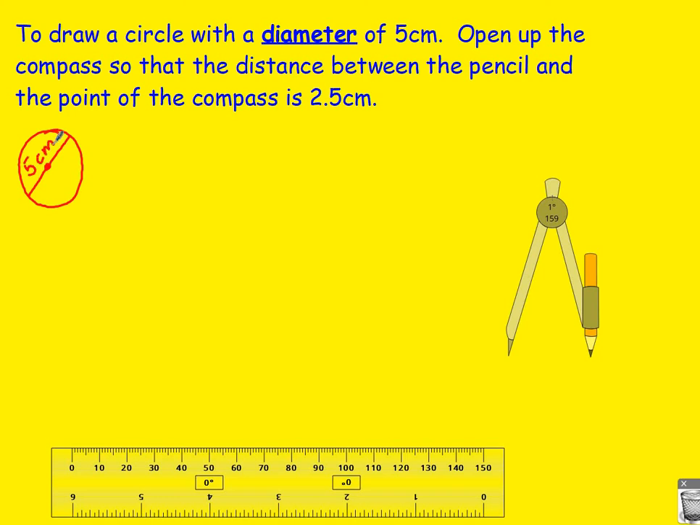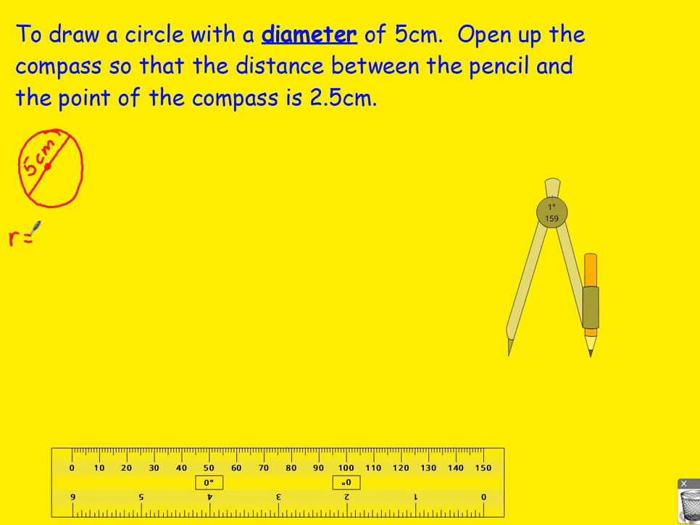Now if you think back to what we said, there's a connection between the radius and the diameter. We are going to open up the compass to the length of the radius, but at this moment in time the question doesn't give me the radius, it gives me the diameter. So the radius is just the distance from the centre to the circumference, which we've already established. The radius is half the length of the diameter.